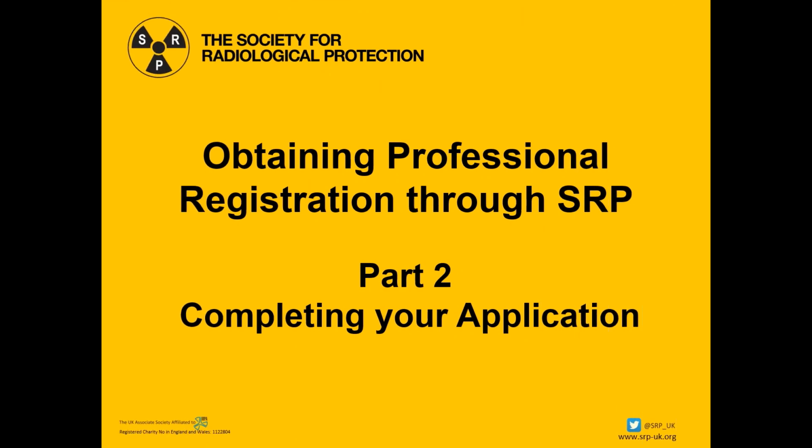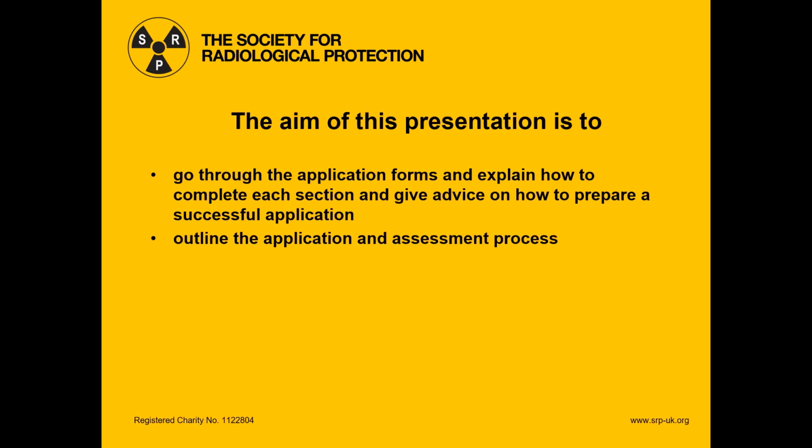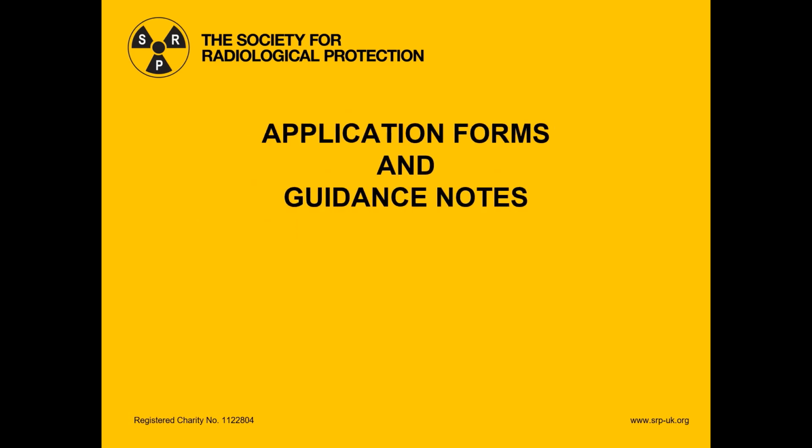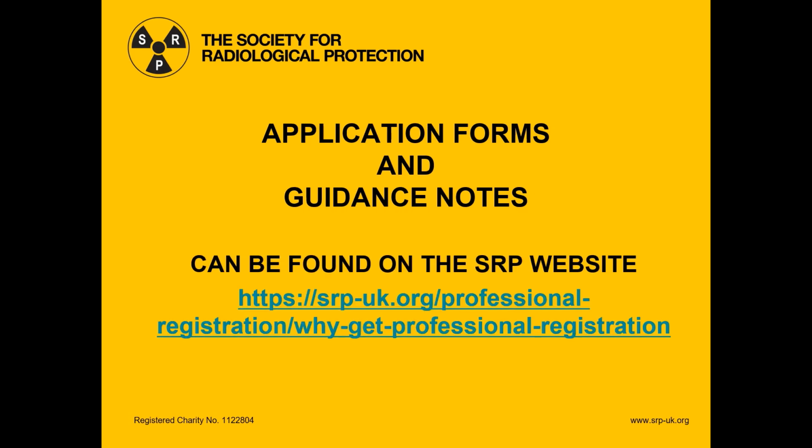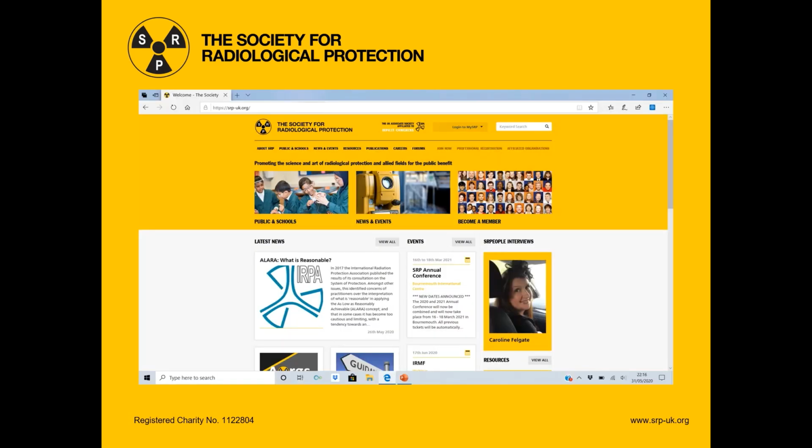Part 2. Completing your application for obtaining professional registration through the SRP. The aim of this presentation is to go through the application forms and explain how to complete each section and to give advice on how to prepare a successful application, and secondly to outline the application and assessment process. All of the applications and guidance notes can be found on the SRP website.